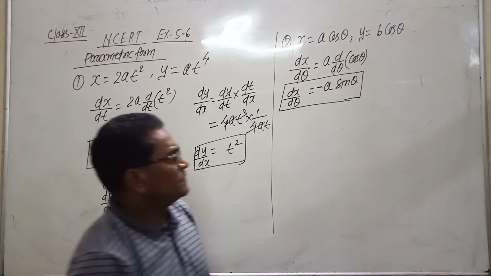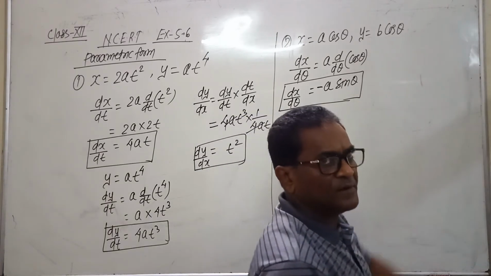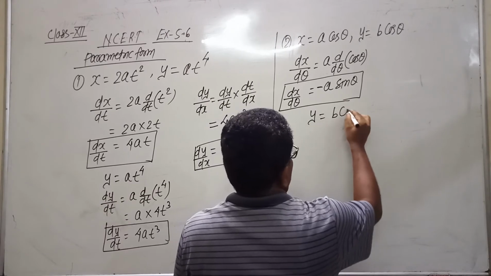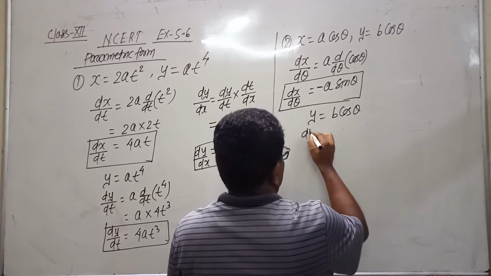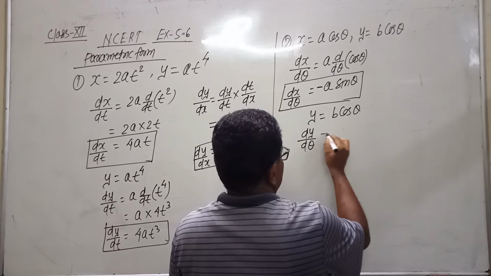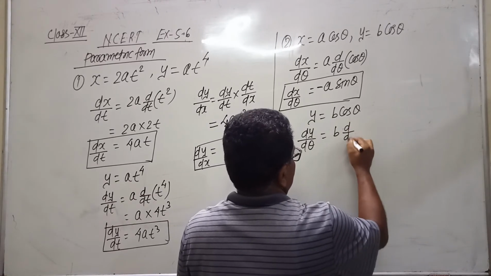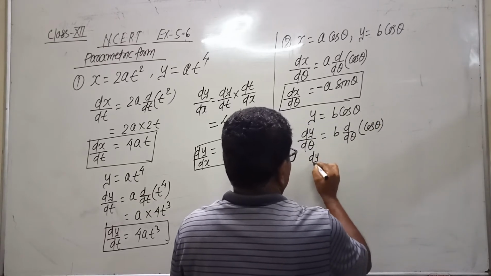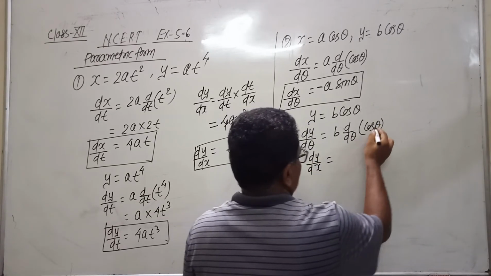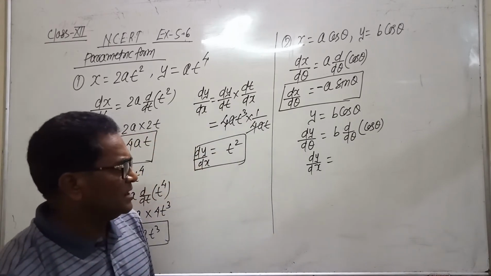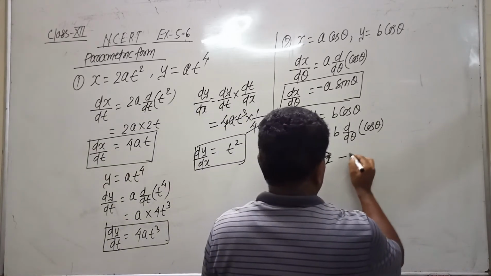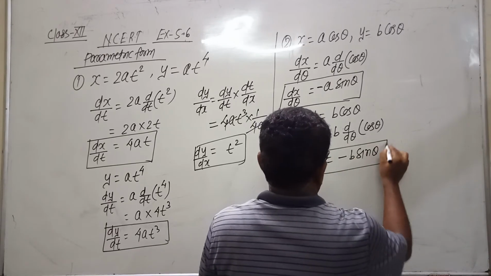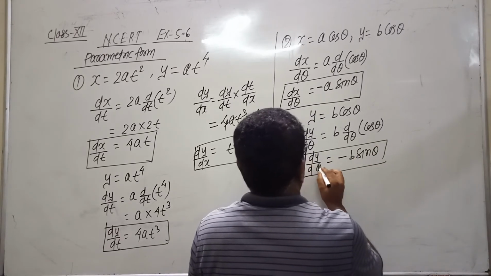Now from this function we will find dy by d theta. So y equals b cos theta, and dy by d theta, b as it is, and d by d theta of cos theta. Differentiation of cos theta is minus sin theta. So it gives minus b sin theta. This is dy by d theta.